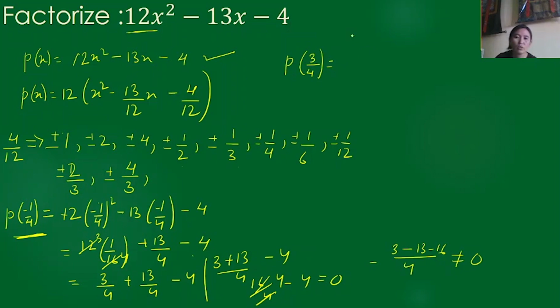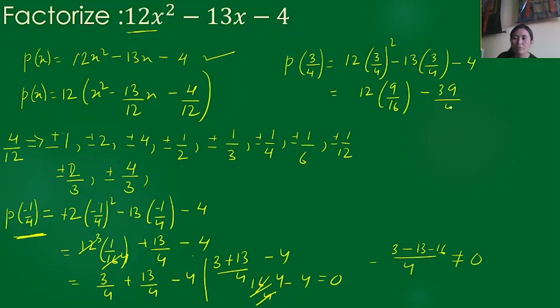Now this is equal to 12, so instead of x you have to write 3 by 4 square minus 13 into 3 by 4 minus 4, which is equal to 12. 3 3s are 9 by 4 4s are 16 minus 3 3s are 9, 3 1 is 3 by 4 minus 4. Now again here you can cancel the numerator and denominator. 4 3s are 12, 4 4s are 16. You will get 3 9s are 27 by 4 minus 39 by 4 minus 4.